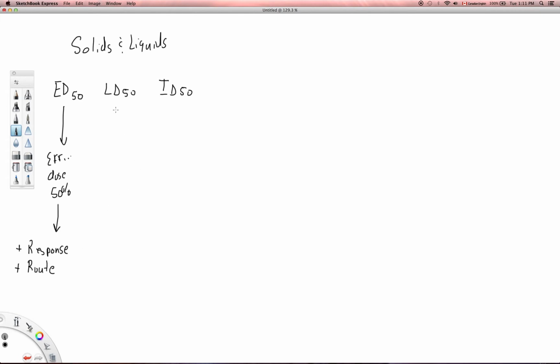Now, LD50 is, we're not looking at some sort of effect. But rather we're looking at mortality, we're looking at death. So this is the lethal dose, 50%, and this is the dose that will cause lethality in 50% of the population. So you don't have to worry about response, because the response is already identified in lethality, but you still have to define the route. Okay, what route are we talking about?